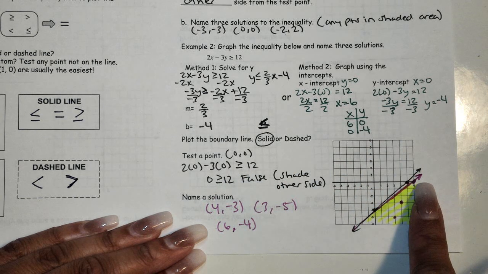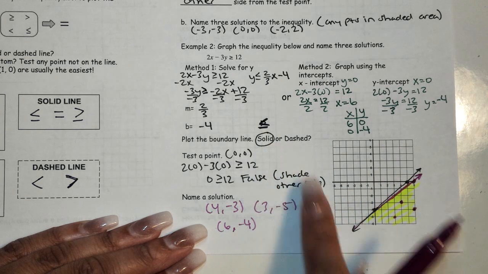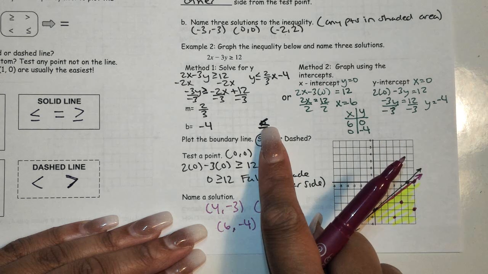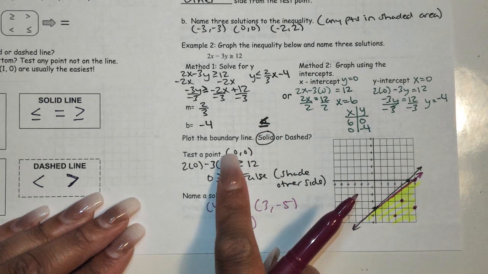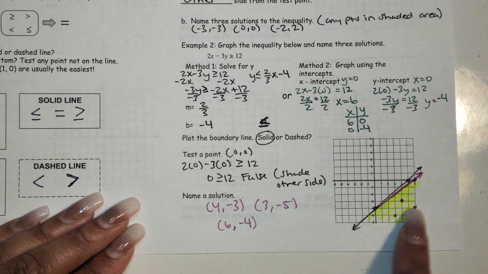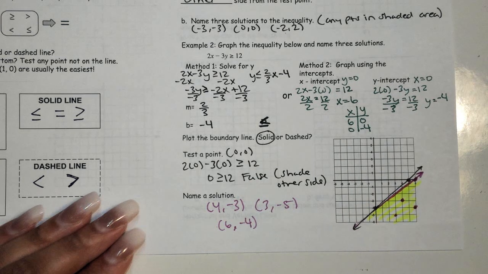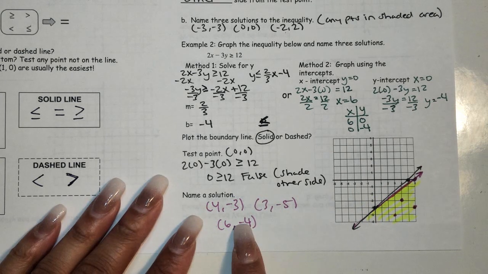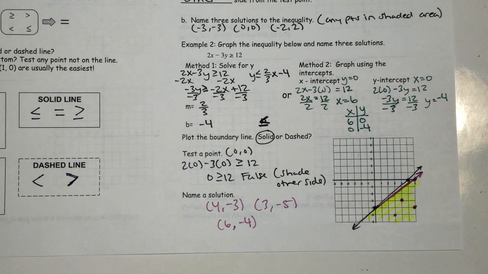(6, 0). We have a solid line because we have an equal sign underneath. And we can always use a test point, (0, 0), to give us true or false. In this case, it was false, so we have to shade everything beneath it, away from our test point. Then we chose 3 solutions that were in our shaded area, and they can be any 3 solutions as long as they're in our shaded area. At any point, you are welcome to pause and continue to write in case you're missing something, but I'm going to go on to the other side.